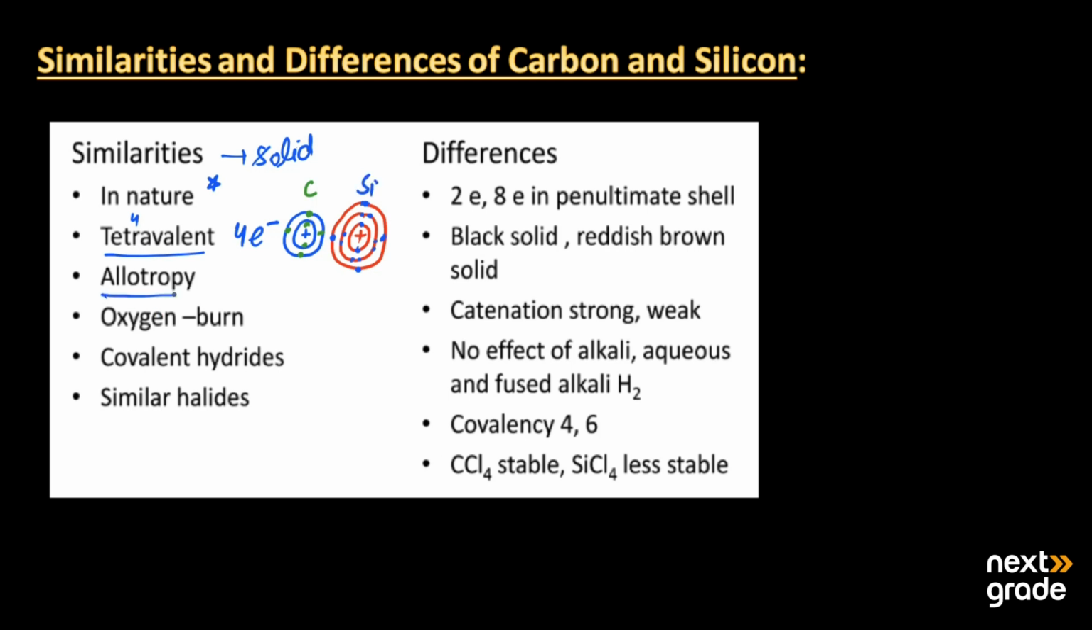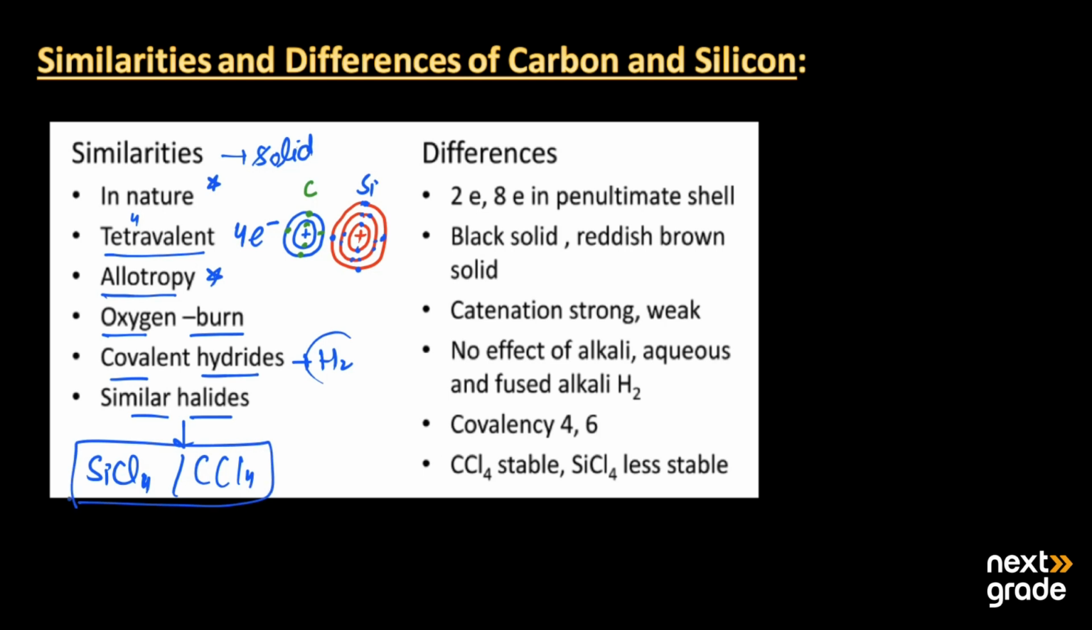They have allotropic forms. The allotropic nature is similar in both carbon and silicon. They can burn in the presence of oxygen. They have covalent hydrides. It means they can combine with hydrogen. They have similar halides. Halides means they can make halides. For example, we have silicon chloride and here we have carbon tetrachloride. So these are simple chlorides that are similar in nature.